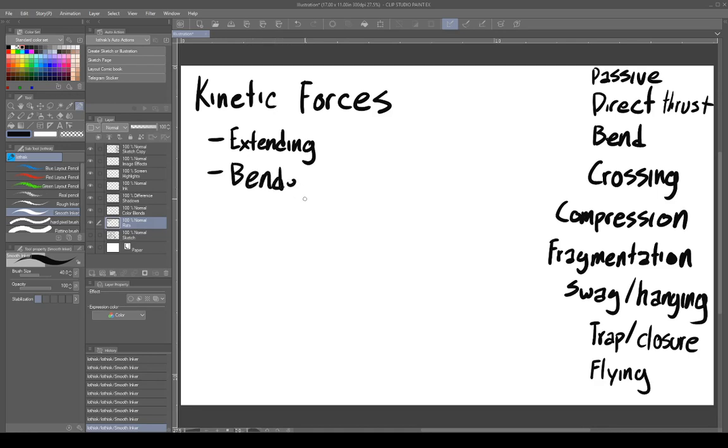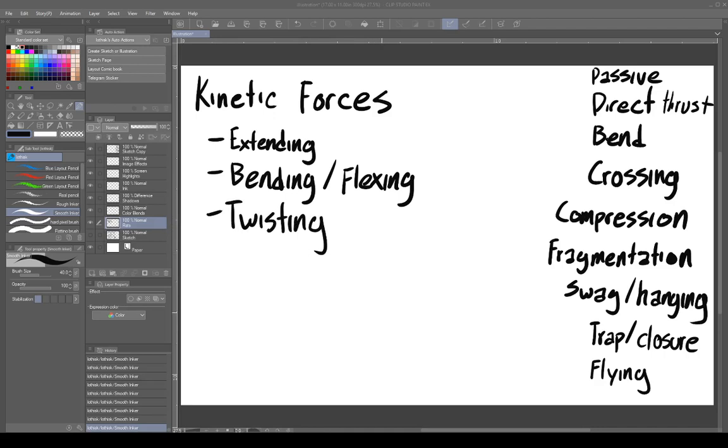Extending, bending, flexing, twisting, and rotating. I'll go over what each of these means.